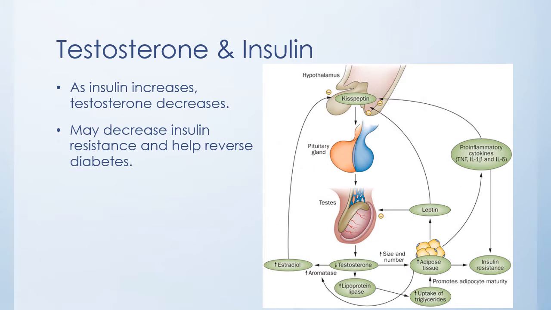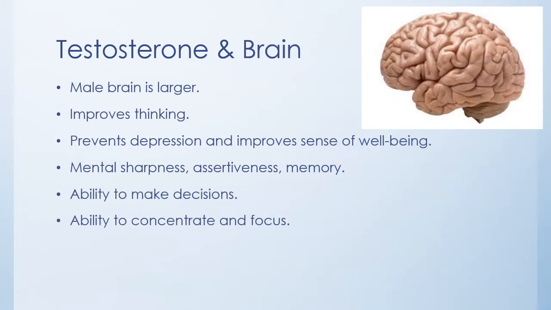All right, so now the testosterone and brain. The male brain is larger. I think this is generally because men are larger than women in general, so you definitely have larger brains. Testosterone improves thinking, prevents depression, and improves sense of well-being. I think this is for both male and female. Both the male and female sex hormones help in preventing depression and improving sense of well-being, and also in mental sharpness, assertiveness, memory, ability to make decisions, and ability to concentrate and focus.